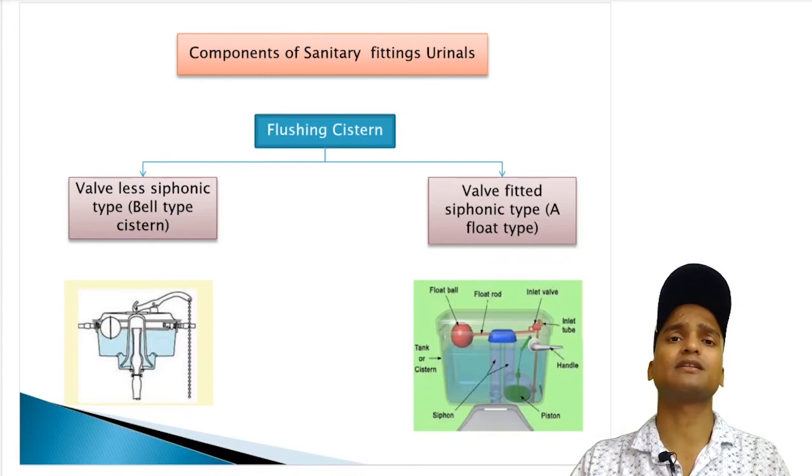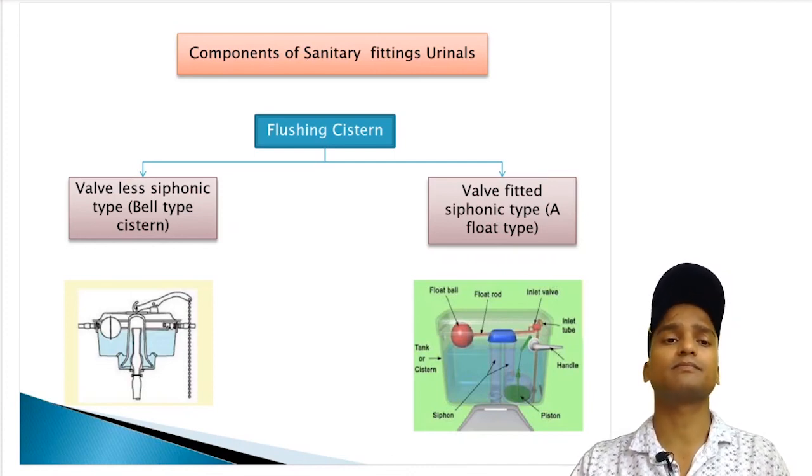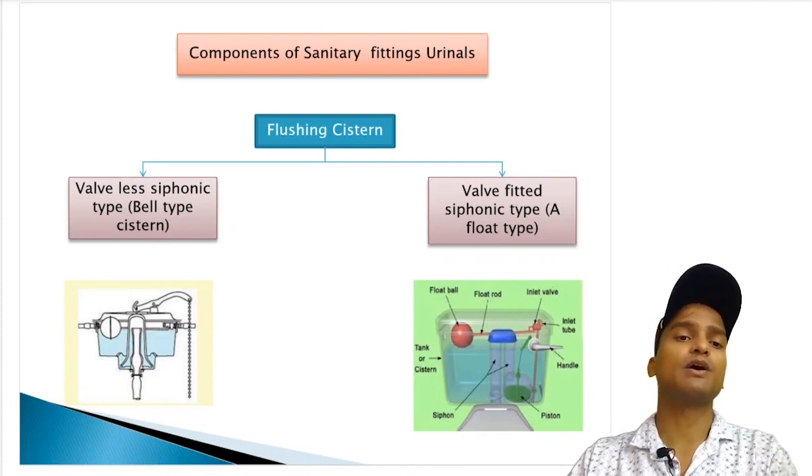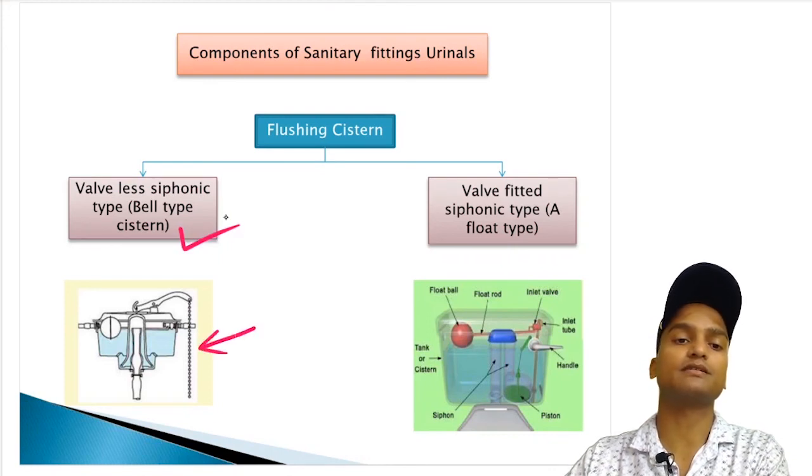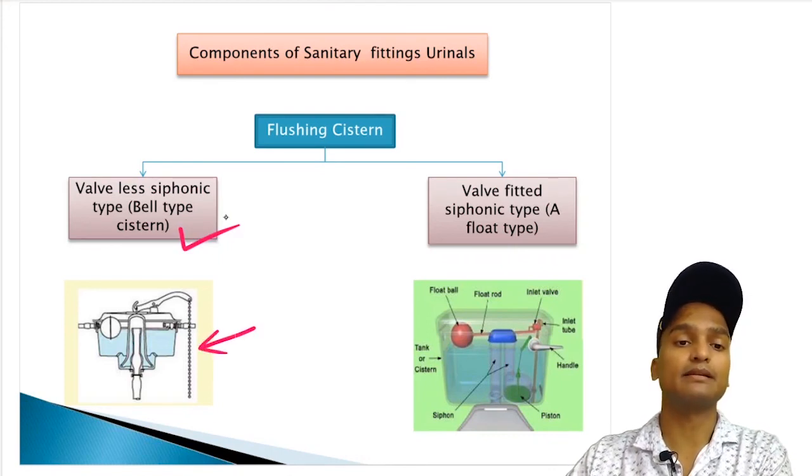One very important component of sanitary fitting is the flushing cistern, and we have discussed it clearly: cisterns are small tanks which are provided with a tap for cleaning of hands, and in the case of a bathroom, cisterns are used for flushing. They are of two types: valveless siphonic type, also known as bell type cistern. You can see in the diagram of this cistern, it has a bell which has to be pulled through a chain. So this is the bell type cistern.